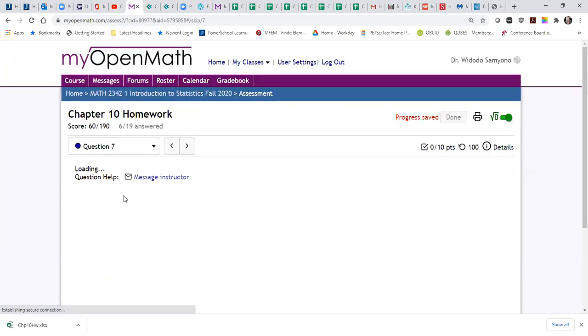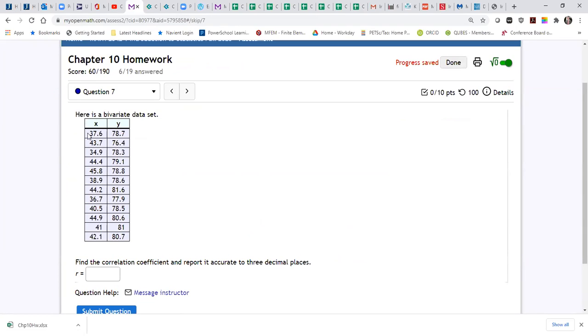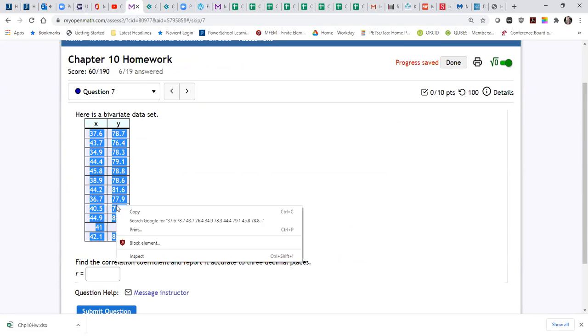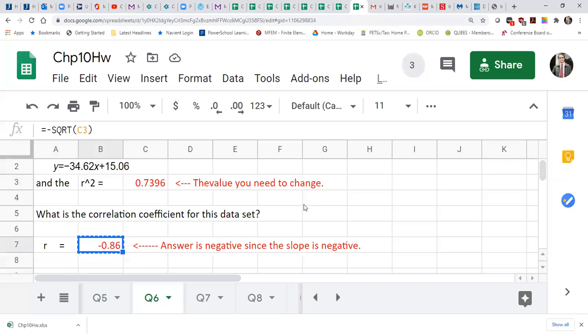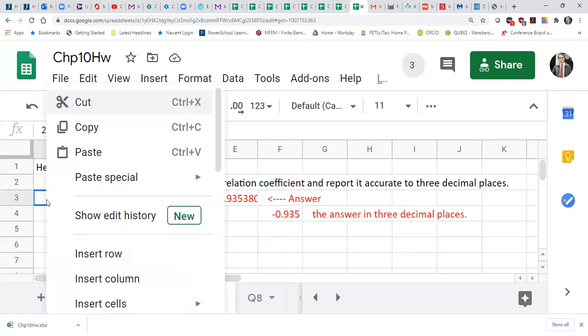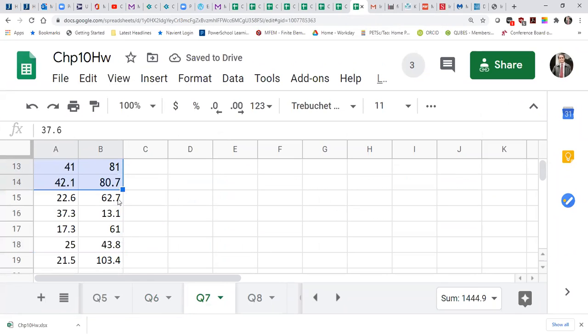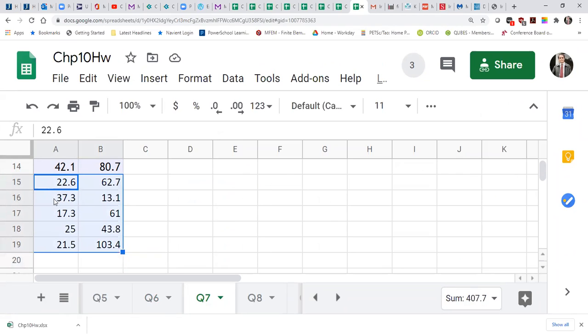Okay, so the next one. Yeah, so far so good, right? So just copy this one, and then paste it for number 7. Put it here, right click, paste it, okay. It is the one that you don't need.